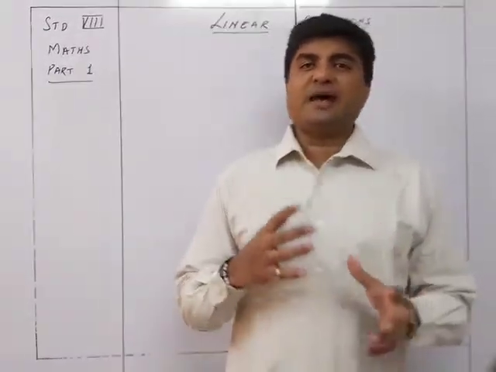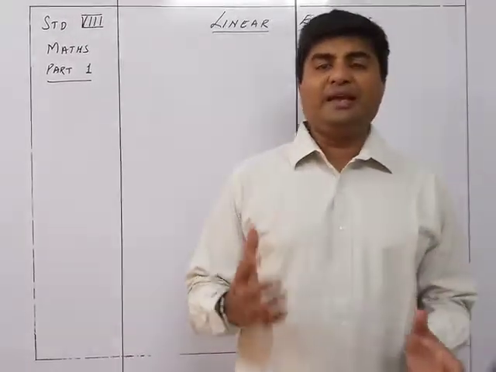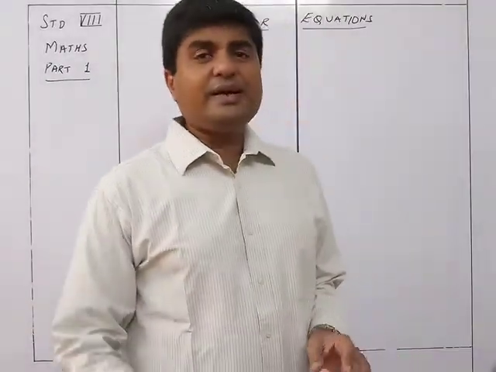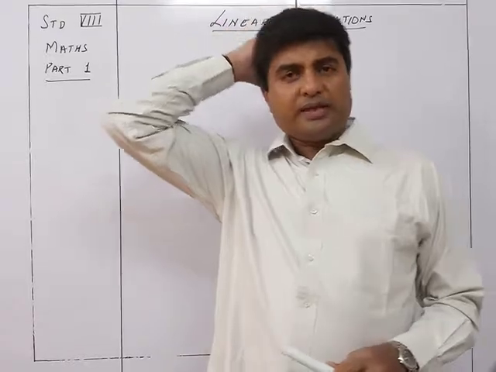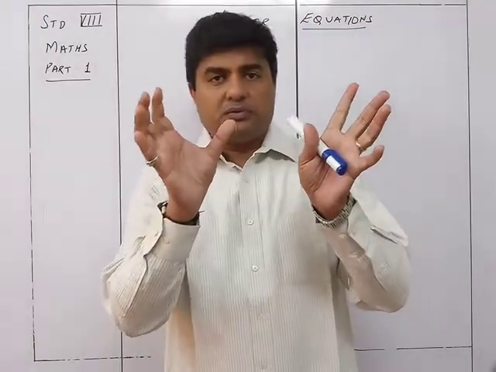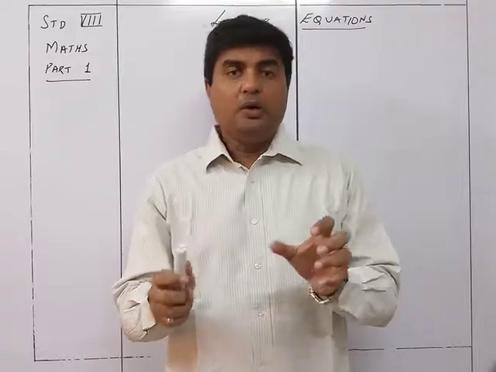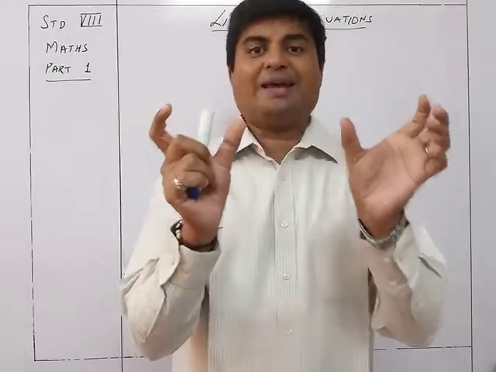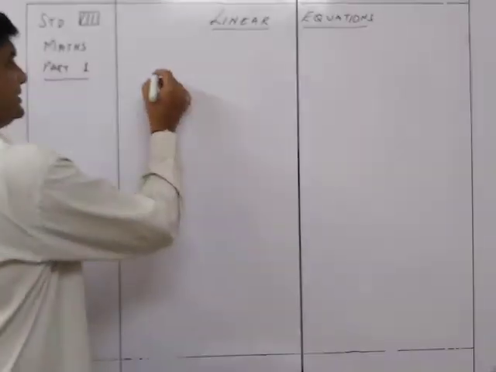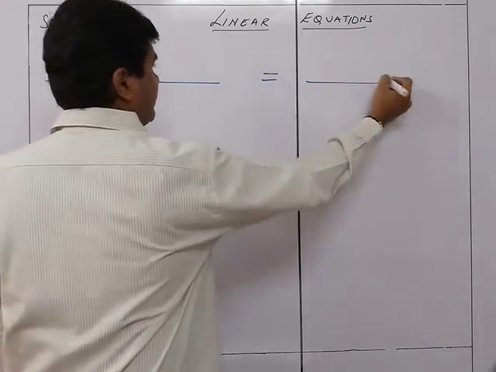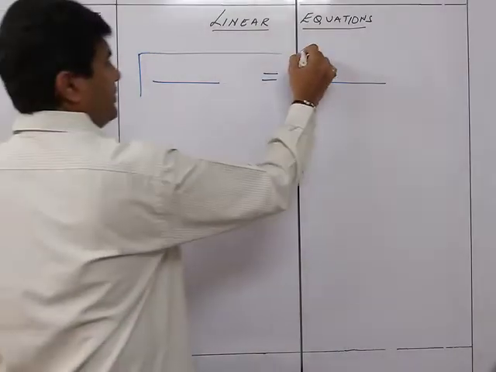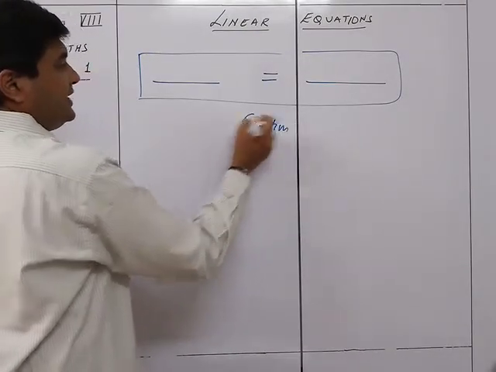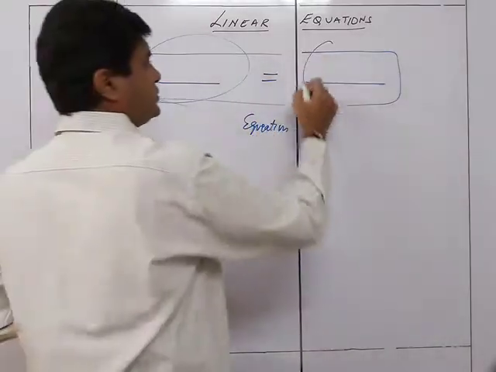Now let's understand what exactly is the meaning of a linear equation, or first of all, what is an equation? An equation is a mathematical format wherein two such mathematical models are equal. So if I say that something is written here and is equal to something which is written here, then what is formed is called an equation. This is an equation because whatever is on the left hand side is equal to whatever is on the right hand side.